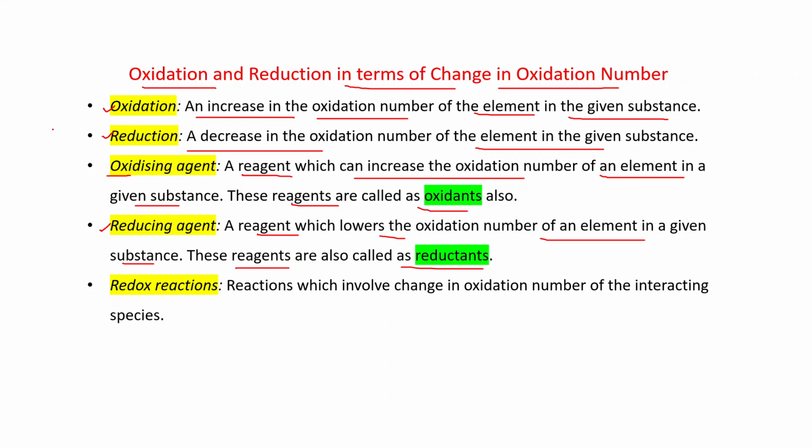We already discussed that oxidation and reduction take place simultaneously, so these are known as redox reactions. Then how can we define the redox reaction in terms of change in oxidation number? Redox reactions are reactions which involve change in oxidation number, either increase or decrease. Both take place simultaneously. Such reactions are known as redox reactions.